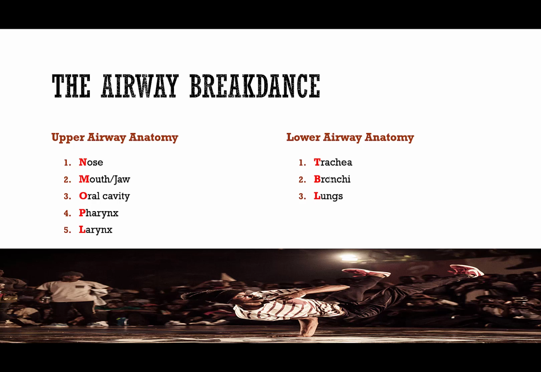The nose, mouth, and oral cavity are probably pretty familiar to you. You may not be so familiar with the pharynx and larynx. The lower airway is 3 things: trachea, bronchi, and lungs. So take a moment and just try to absorb this, right? You can write it down, you can come up with an acronym, but it's not that much information, right? You have upper and lower. So just take a moment to think about it and get it into your head, all right?